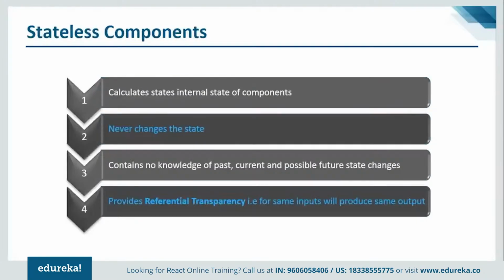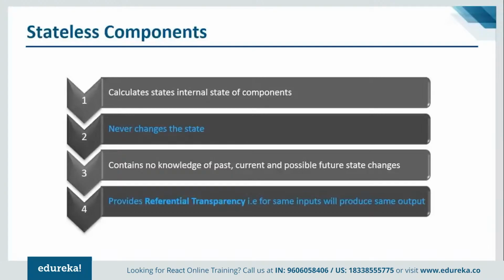Next, we have the stateless components. These are the stateless components which always calculate the internal state of a component. They can never change the state. Moreover, they do not contain any knowledge of the past, current, as well as possible future changes of the state of a component. These stateless components provide the referential transparency. That is, for the same set of inputs, they will always generate the same output. Thus, these components are called the dumb components.